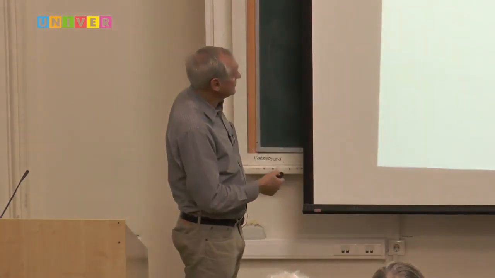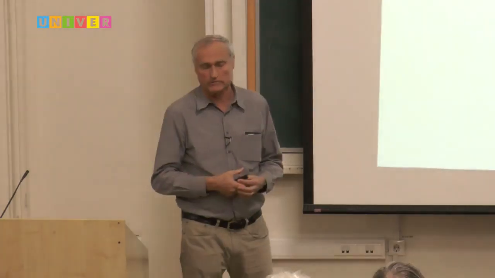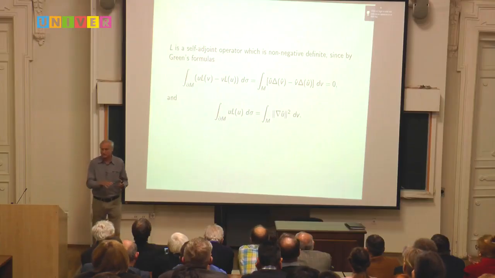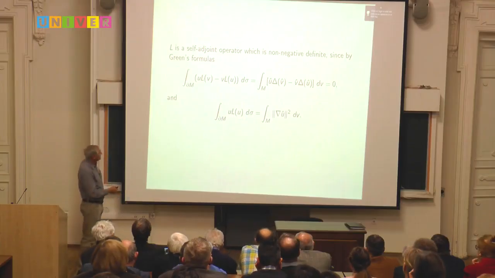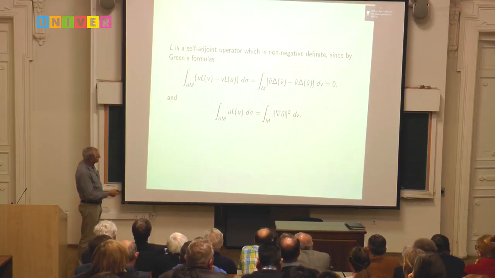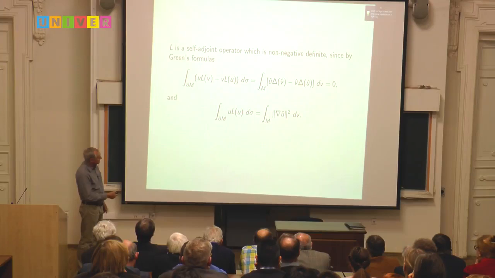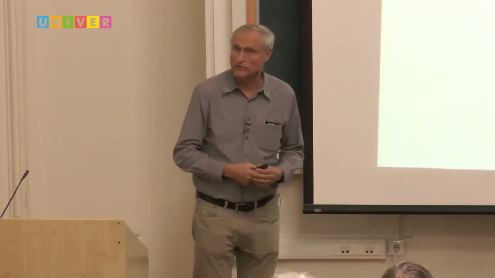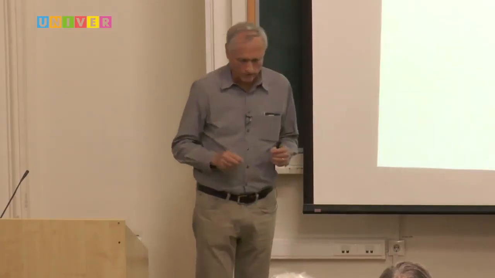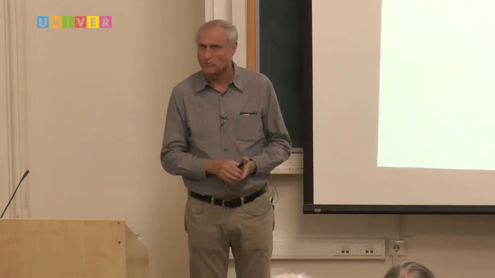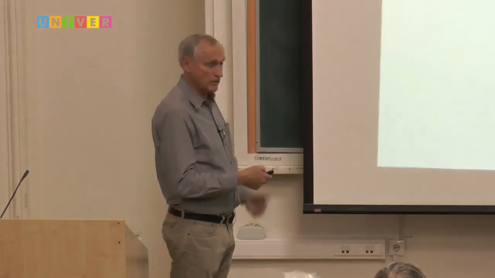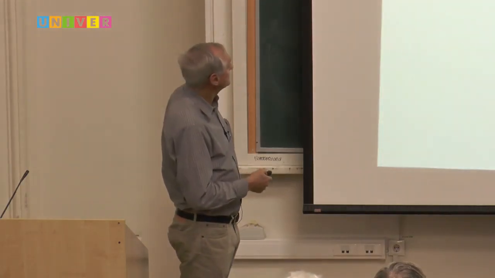A second nice property is that it's a non-negative operator. So it doesn't have any negative eigenvalues. The way you can see that is if you look at u times Lu, then that's u times the normal derivative of u hat. That's simply the Dirichlet integral of u hat inside, again by the divergence theorem, integration by parts. And so in particular, the integral of u Lu is always greater than or equal to zero. That makes the eigenvalues all non-negative.